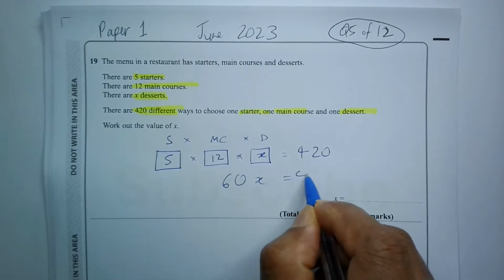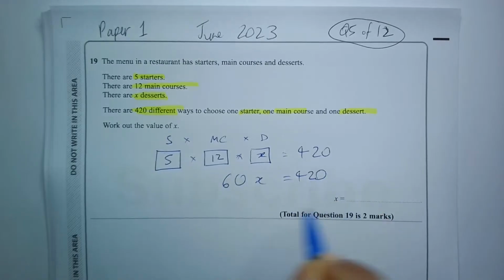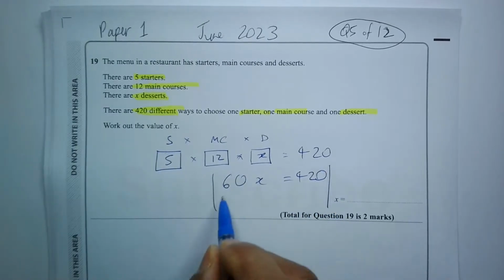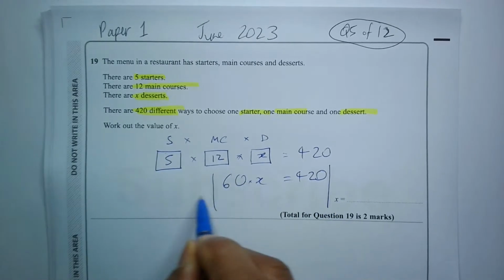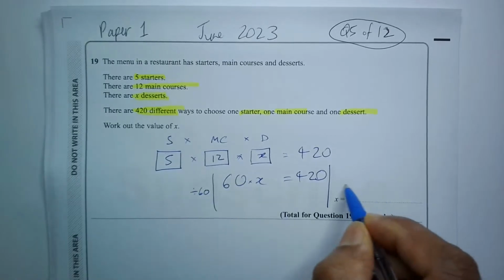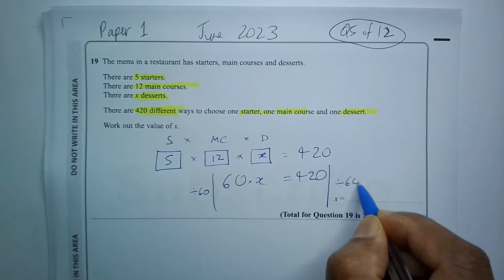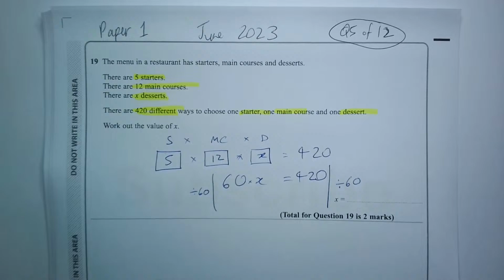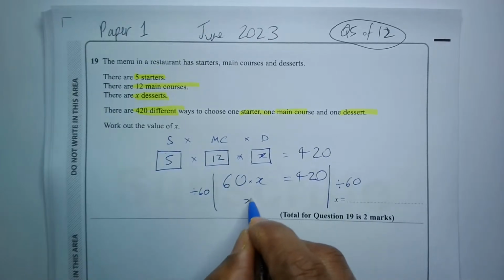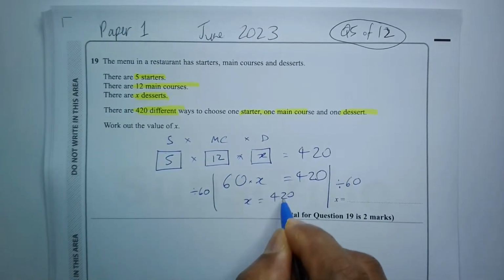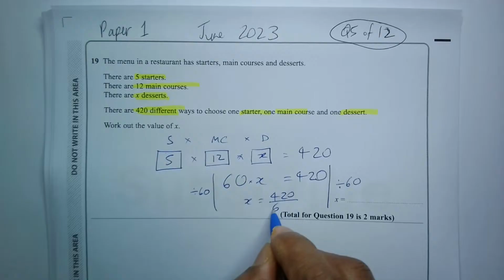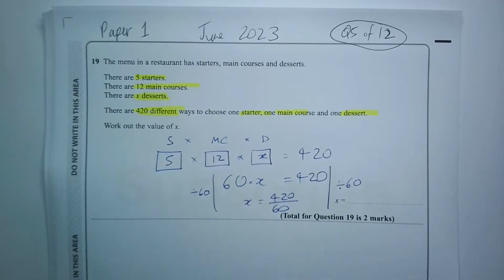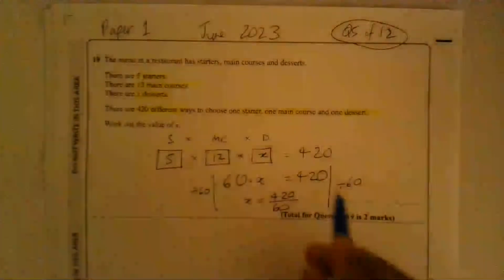60x equals 420. And now I can simplify. The opposite of multiplying is dividing. So I divide by 60 on both sides. So I'm going to have x equals 420 divided by 60. It's non-calculator. So how do I work this out?